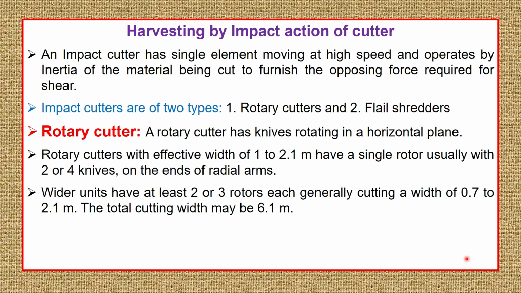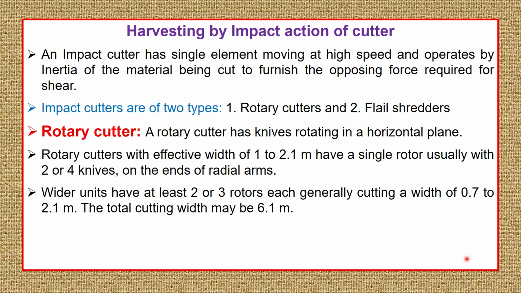There are two types of impact cutters which are used to harvest the crop. One is the rotary cutter, another one is the fly shredder. The rotary cutter is one such impact action harvesting tool. Most of the time it is a tractor drawn type, and it comes with knives attached to its hub and projecting outside, and the diameter will be around 1 to 2.1 meter wide, the area they cover as they rotate.